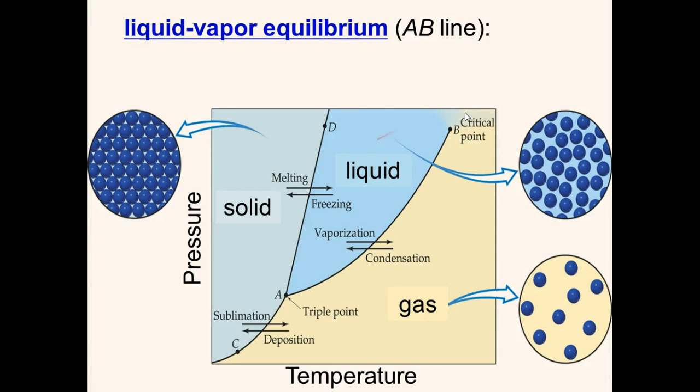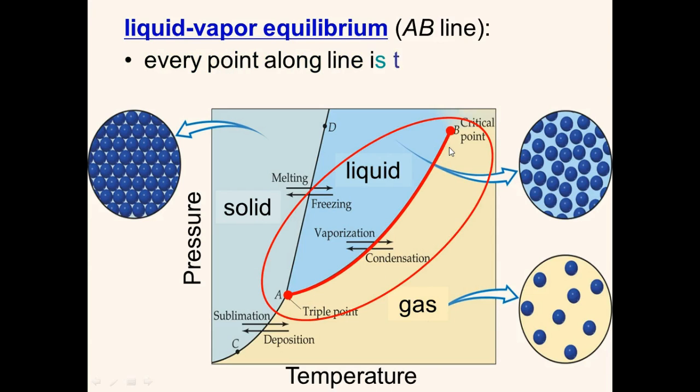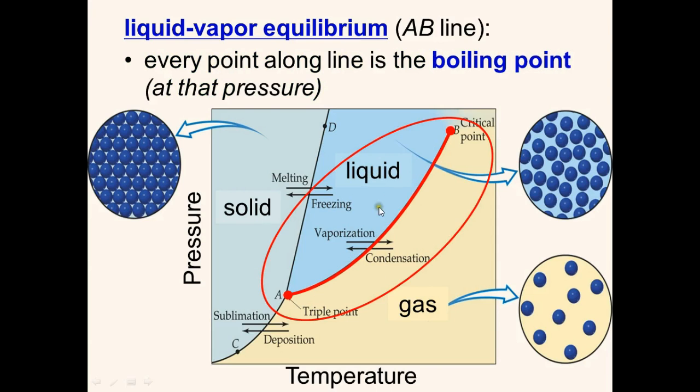And then now we're going to be talking about these lines. So this line here, first of all, notice how it's between liquid and gas. So all these points along this line represent boiling points, or they represent condensation points. So it depends on if you're heating or cooling. So if you're heating, it's boiling. If you're cooling, it's condensation.